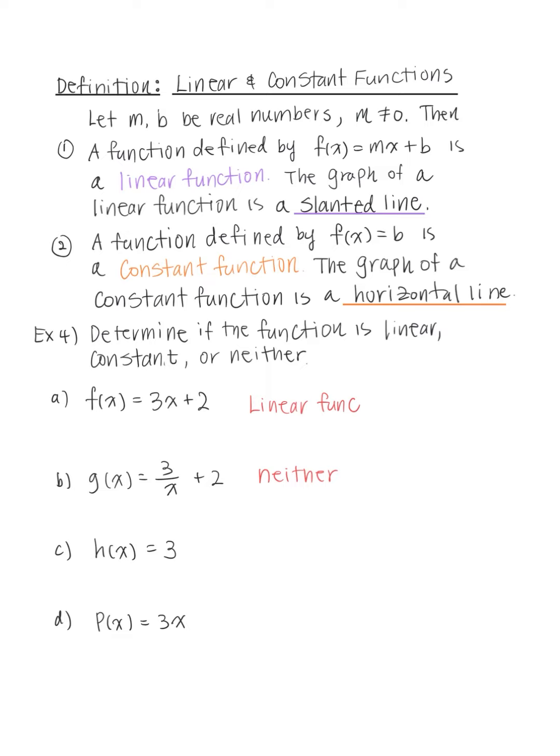All right, so then let's look at the next one. Part C, h of x equals 3. So I think you got this one. This is of the form f of x equals b, where b is a constant. So this is a constant function. All right, now let's look at the last one. P of x equals 3x. What do you think? I think this is linear because this is of the form mx plus b, but there is no b, right? Which means plus 0. B must be 0. So in this case, yes, this is still a linear function.